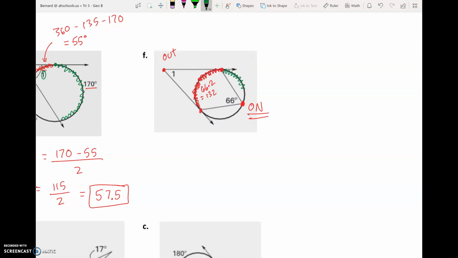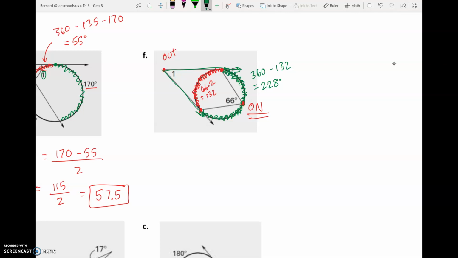But for us to get the other arc, we need to know this whole green piece. And all we know is the red piece. The red piece is 132. But angle 1 doesn't cut this circle at all. And so if 132 is the red part, the rest of the circle is the green part. And we get the rest of the circle just by doing 360 minus 132. So the rest of the circle has to be a 228-degree arc.